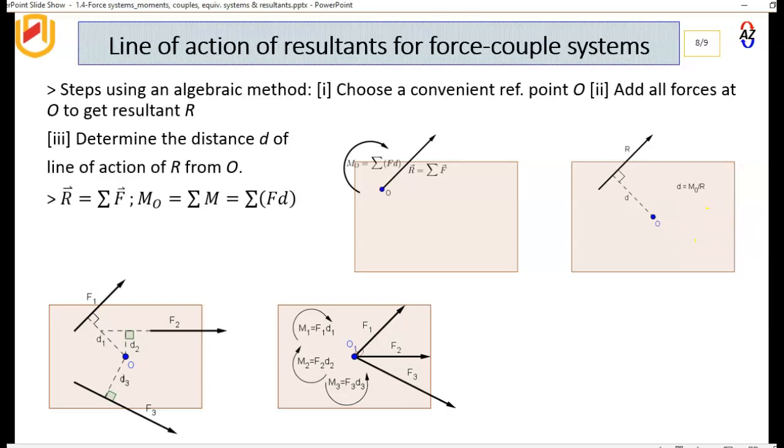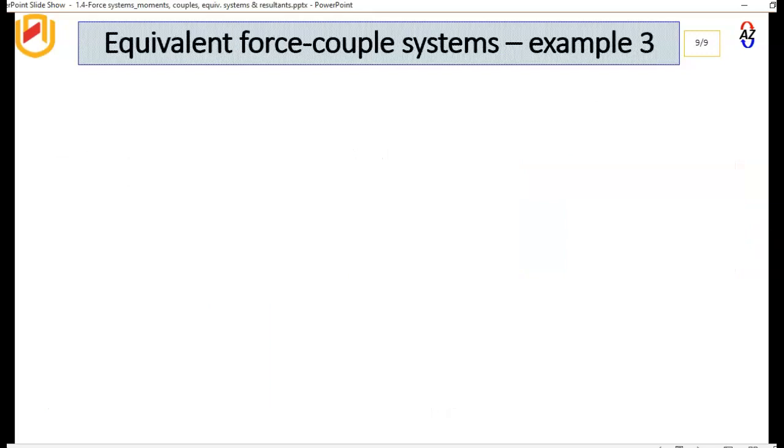The steps are: first, you choose a convenient point. In this case, we have already chosen O. Then you add all the forces to get the resultant R, which we have done, and this is our resultant R. Then we determine the distance d of the line of action by simply saying it's equal to the total moment divided by the resultant. So this total moment divided by this resultant gives us this distance d from O. That's the method of doing it.